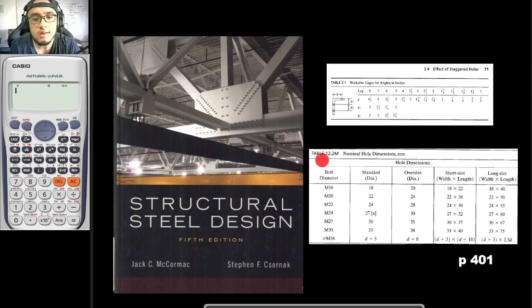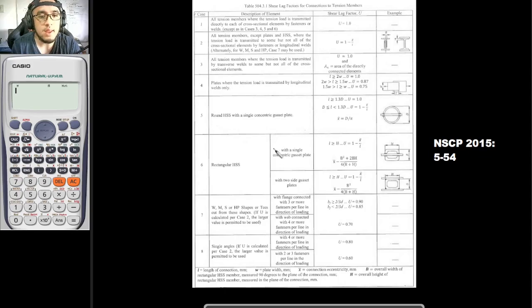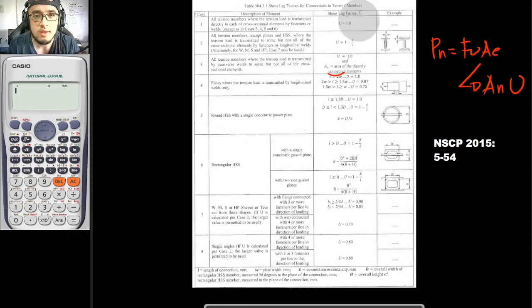And if I'm not mistaken, this is also in the National Structural Code of the Philippines. Another table that we would be using is this one, for your shear lag factors for connection to tension members. If you remember our formula earlier, for tensile rupture stress, Pn is equal to Fu Ae, and our Ae here is equal to An times U. So these would be the values of your U depending on the case. It is better for you to read all of the cases, then apply whichever case is applicable to the structural member that you are designing or analyzing. This is page 5-54 of NSCP 2015.